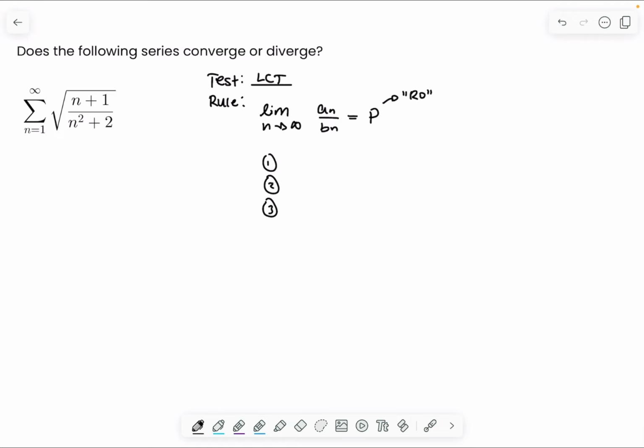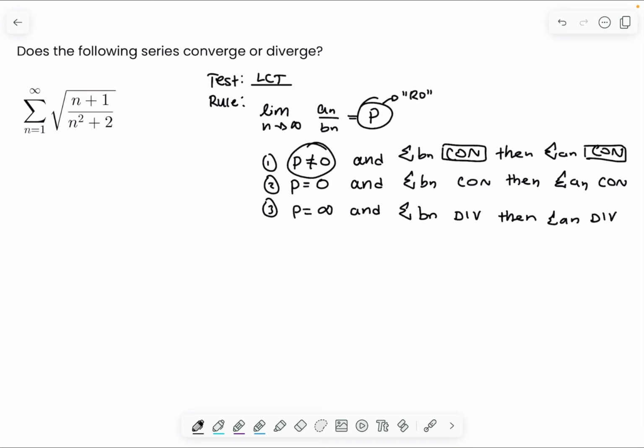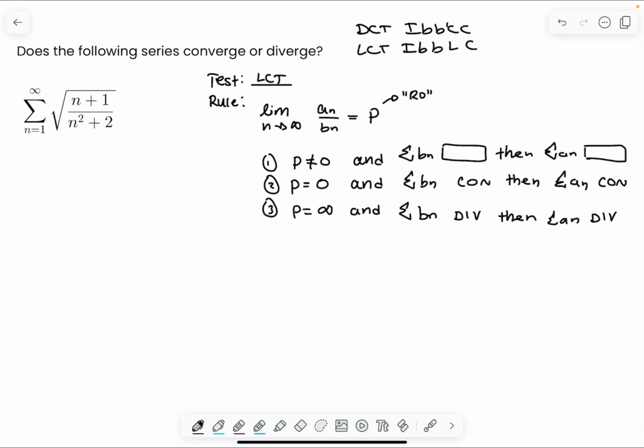I always start with the bottom two. If rho is equal to 0, or if rho is equal to infinity, and the series b of n converges, diverges, then the series a of n will converge, diverge. The first rule is a little different. This is when rho is not 0, so it's a non-zero number, and the series b of n either converges or diverges, then the series a of n will do the exact same thing. So if we find that this converges, then we will know this converges if the limit, or rho, is a non-zero number. Recall that DCT is IBBCC, and LCT is IBBLC, so one letter difference.